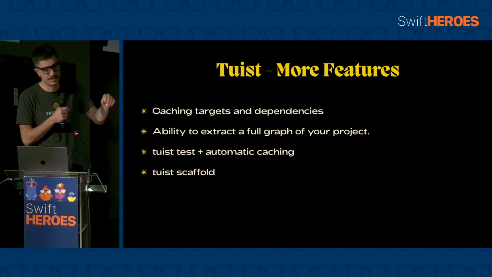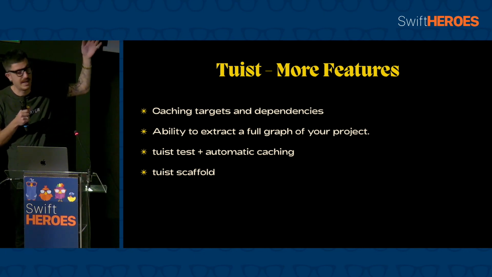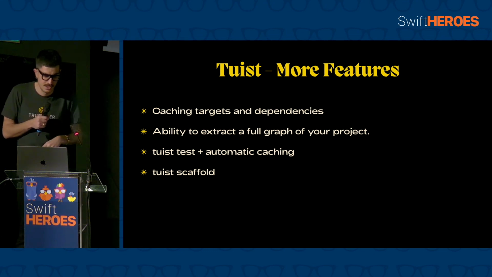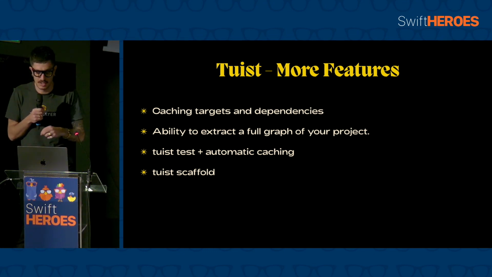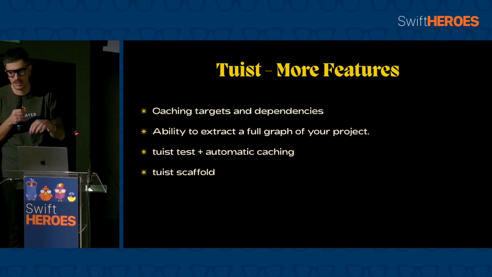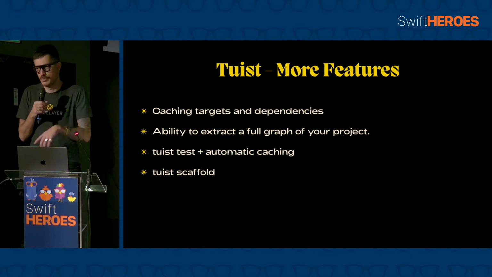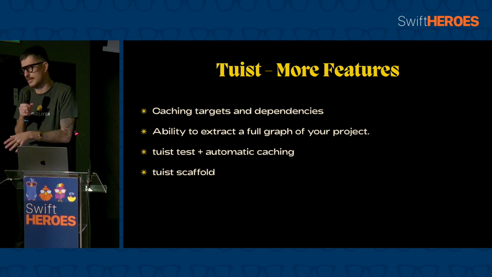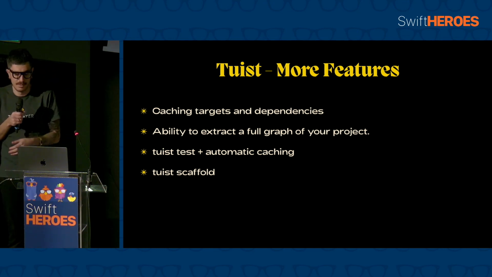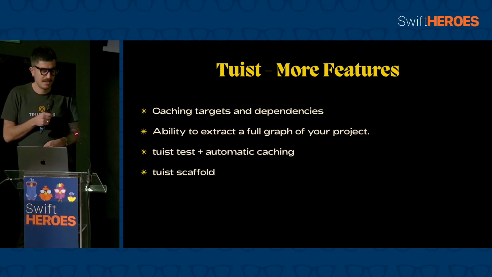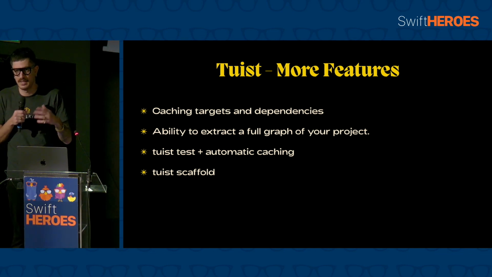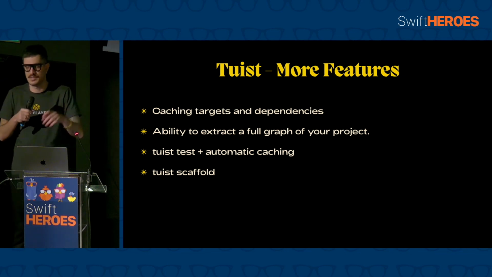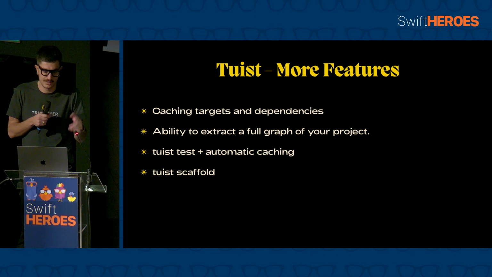I just listed 4, but it has at least 10 extremely useful features that it offers. So the possibility to cache your targets and dependencies locally and remotely. So if you cache it remotely and one person builds the project, then unless you modify the stuff, the whole team doesn't have to build or compile it anymore. Let's say you have a complex project and you want a graph of all your dependencies. It does that with a Tuist graph.